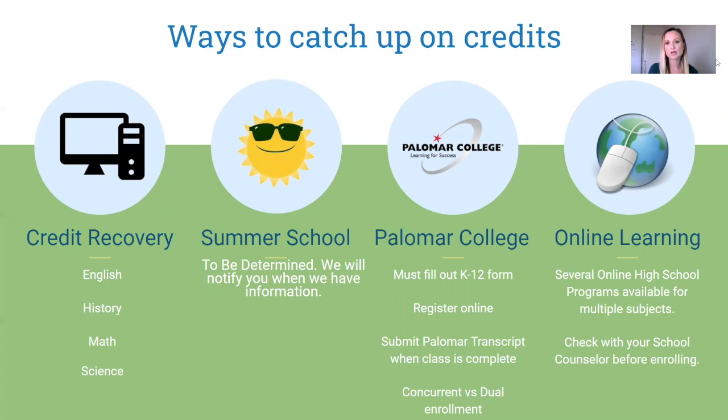You'll want to make sure to check that it is an accredited school. And if you're planning to go directly to a 4-year after high school, that it has its A through G. So if you have any questions about any of the ways of earning credits, please feel free to reach out to your school counselor.